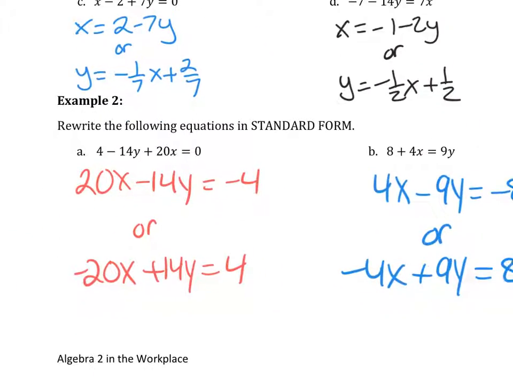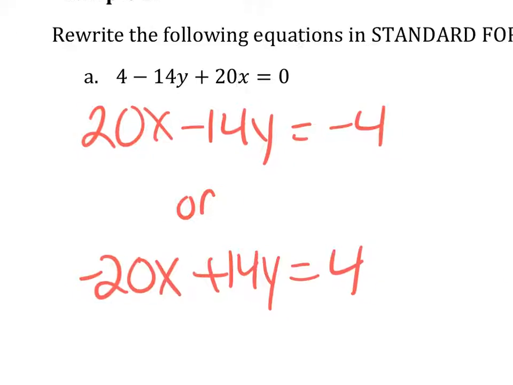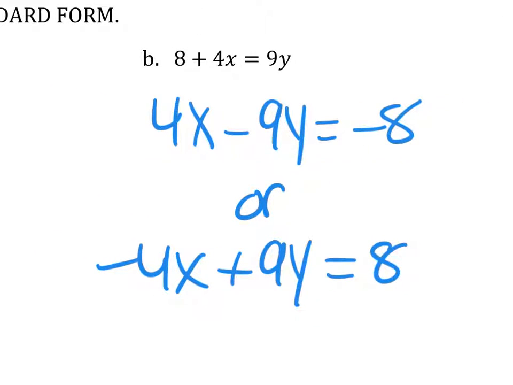Okay. Example 2, writing the equations in standard form. Again, it doesn't matter what side you moved your variables to. So either one of these would be okay as long as you have your x term first, then your y term, and then it equals a number. So either of these would be okay. Or for letter B, either of these would be okay. Do you guys have any questions on example 2?